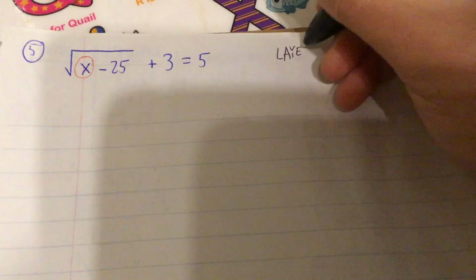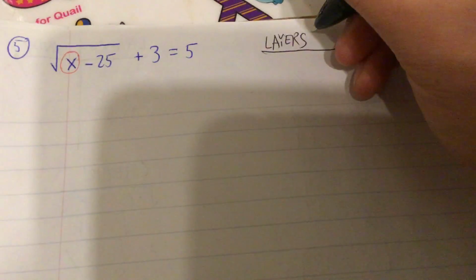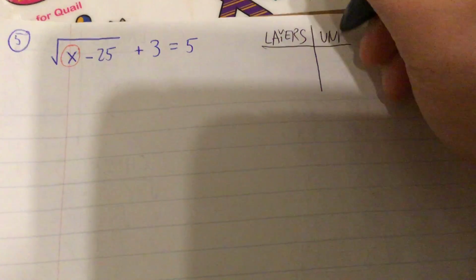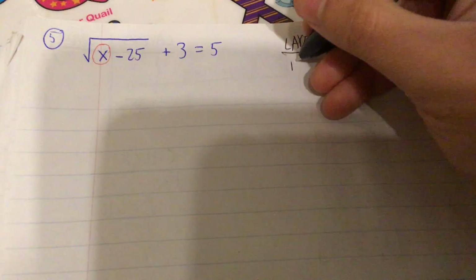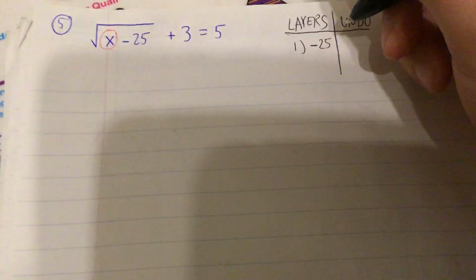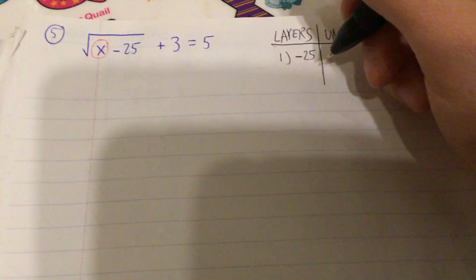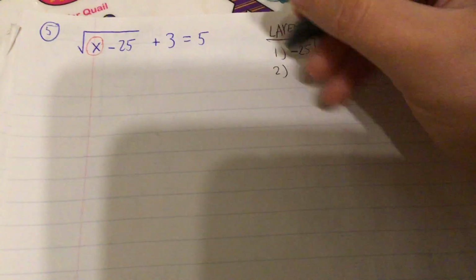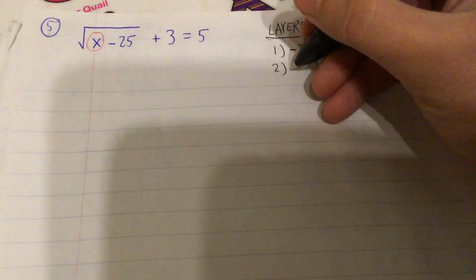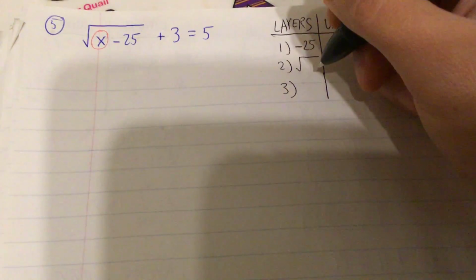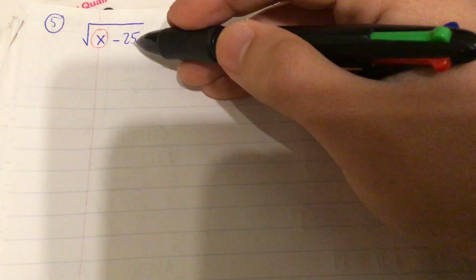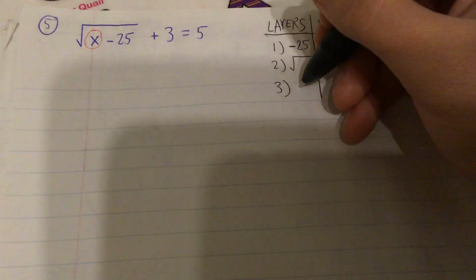What are the layers upon my x? Well, the first layer I can think of is x is being subtracted by 25. So the first thing we put on the x is minus 25. The second layer, after x minus 25, is it gets square rooted. The third layer after that, x minus 25, square rooted, is plus 3.